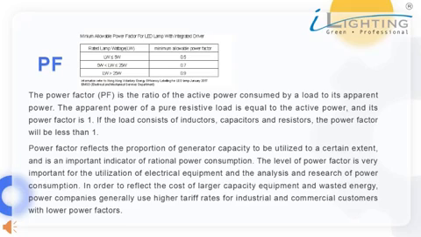In order to reflect the cost of larger capacity equipment and wasted energy, power companies generally use higher tariff rates for industrial and commercial customers with lower power factors.